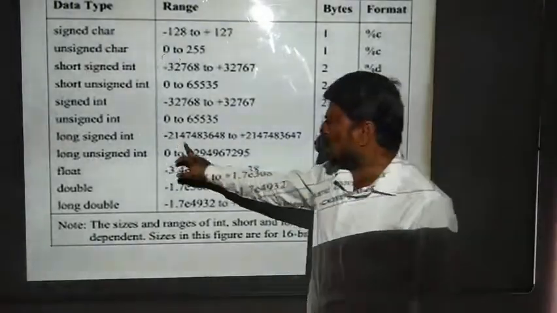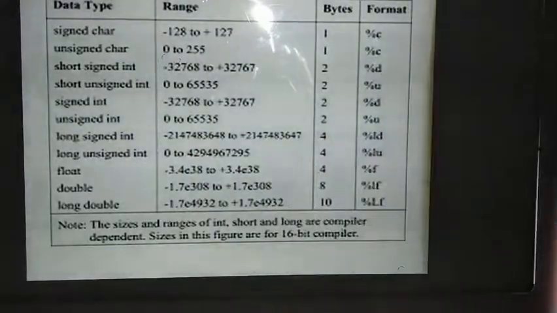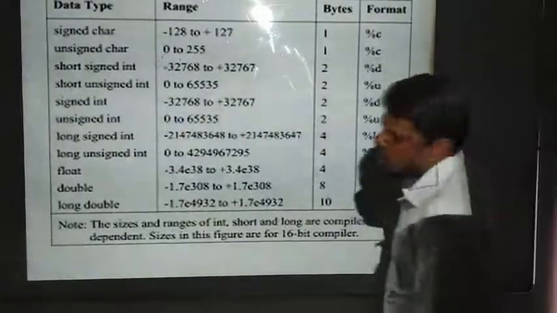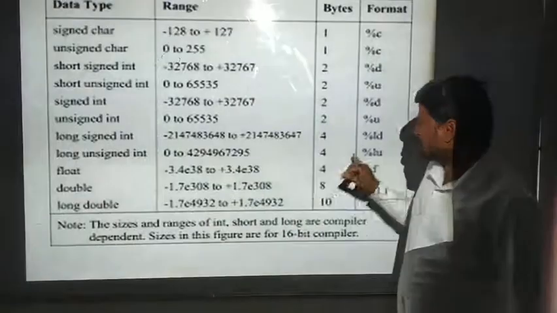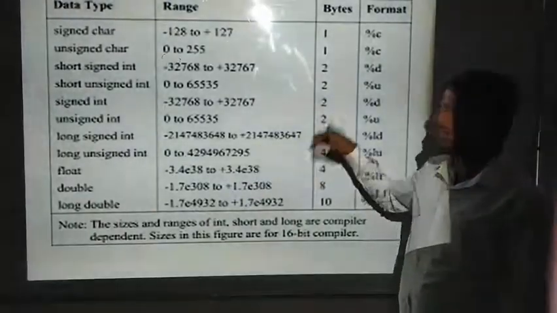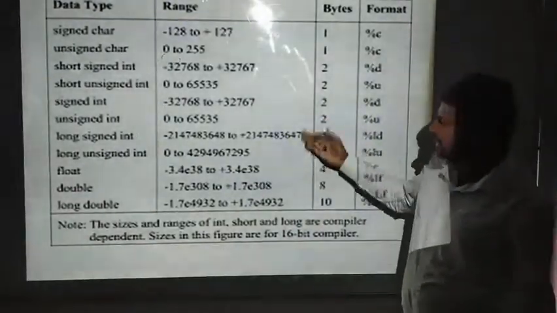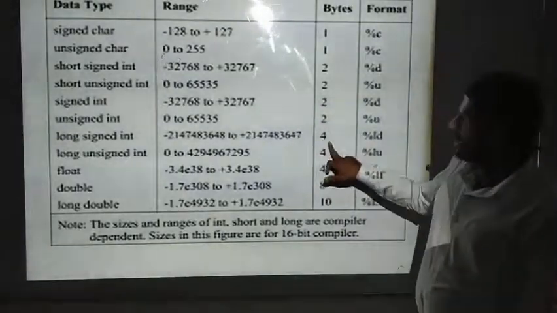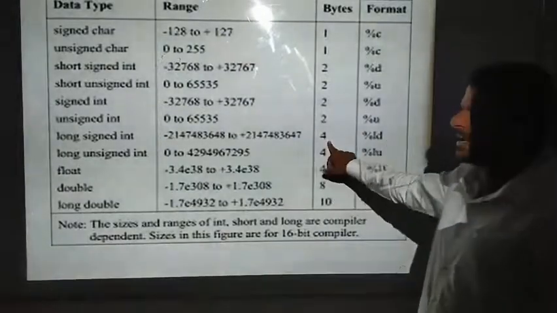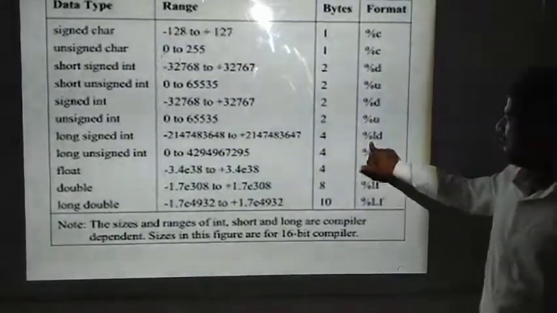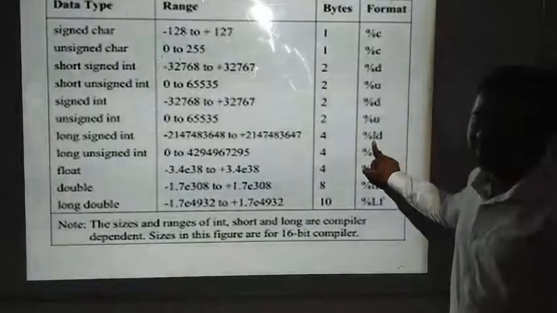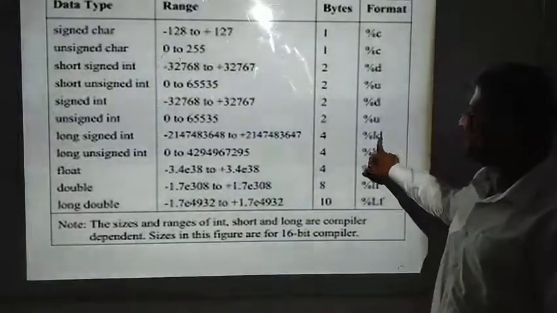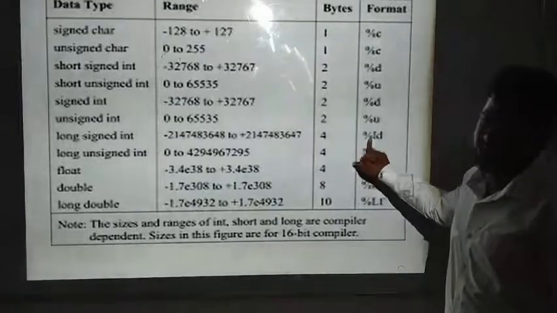For long signed integer, the range is minus 2147483648 to plus 2147483647. It occupies how many bytes of memory space? Just 4 bytes, which is double that of signed and unsigned integer data type. The format specifier for a long signed integer is percentage LD. L means long, D means integer.